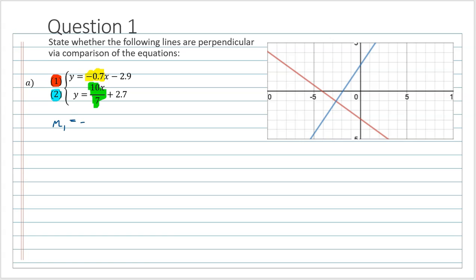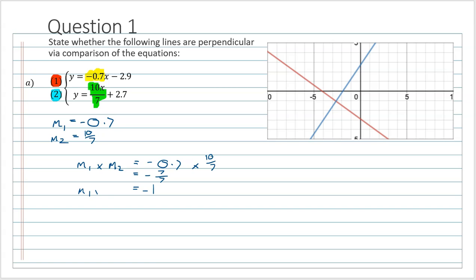So m1 equals negative 0.7, m2 equals 10 over 7. And now I'm going to multiply these two together and say m1 times m2 equals negative 0.7 times 10 over 7. And negative 0.7 times 10, well, that's simply 7. So 7 over 7, and 7 over 7 is equal to 1, so it becomes negative 1.